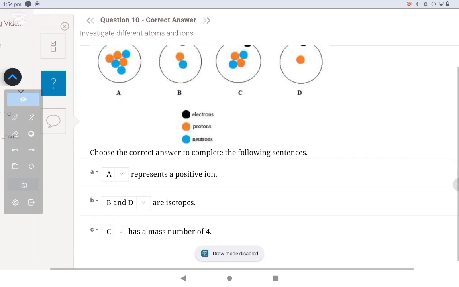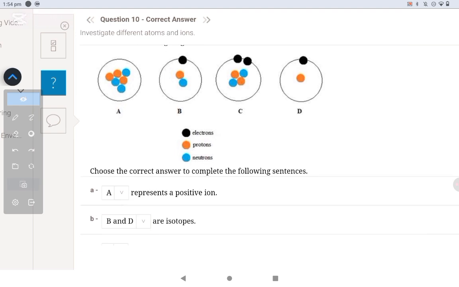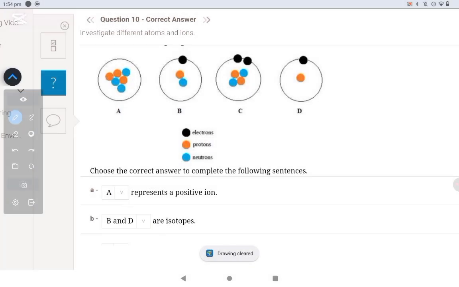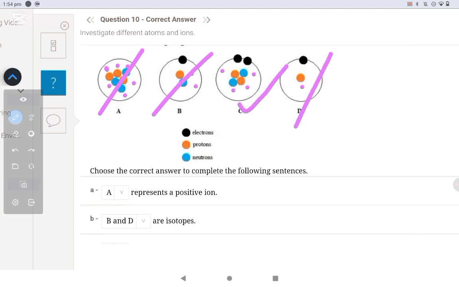What has a mass number of 4? When they say mass number of 4, it is what is inside the nucleus. So what has the mass number 4? This one has 1, 2, 3, 4, 5, 6, so no. 1, 2, so no. 1, so no. 1, 2, 3, 4. Yeah, this one.